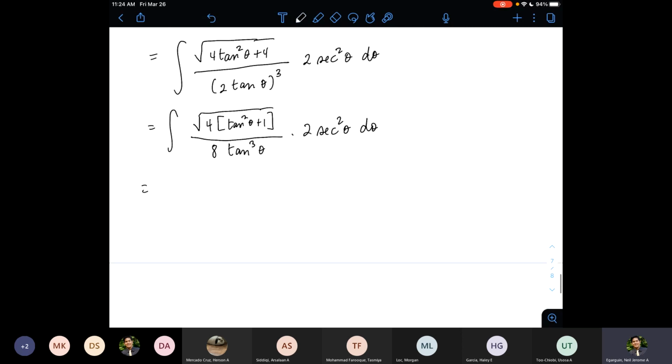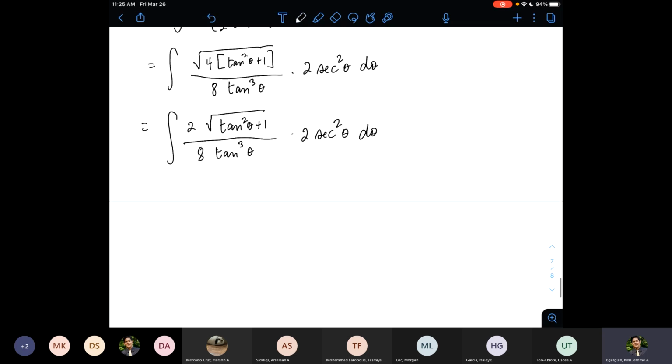All right. And then this 4 will go out of the radical as a 2. We'll have 2, then tangent squared theta plus 1 over 8 tangent cubed theta times 2 secant squared theta d theta. Of course, you can skip some of these elementary steps like factoring the constants out and so on. You can proceed directly to having this expression. Well, what can I do here?